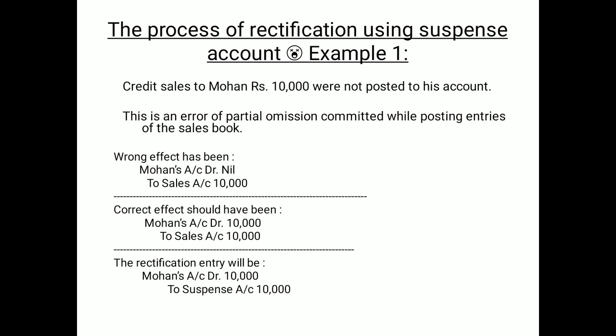But the question is saying it was not posted in his account. His account refers only to the Mohan account, one account. It is not entered into the Mohan account. As per the correct entry, Mohan is debited with the 10,000. It means the wrong effect is Mohan is not entered. So that's why it is written nil. So what should we do? Only rectify the entry with the correct value: Mohan account debit with the 10,000.